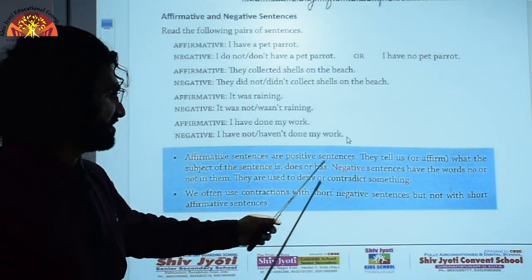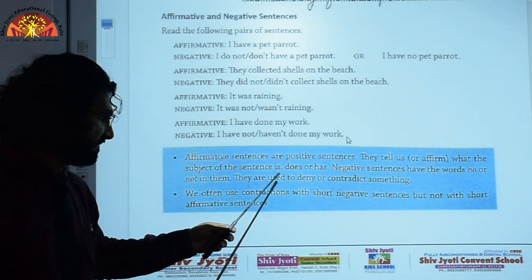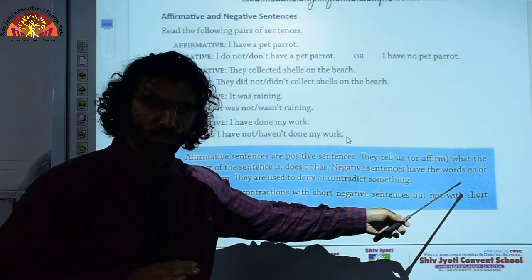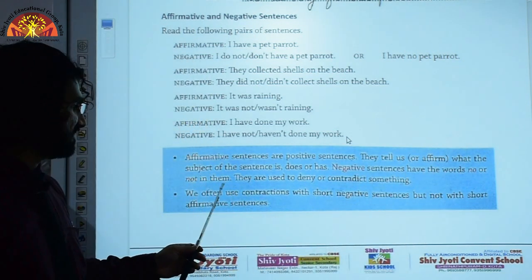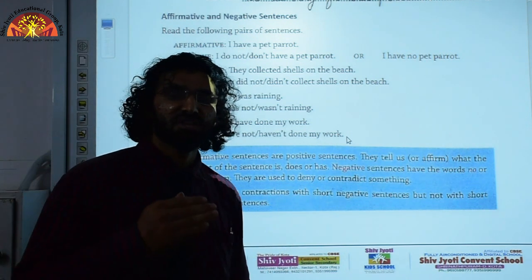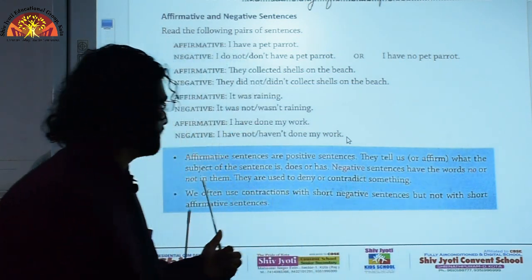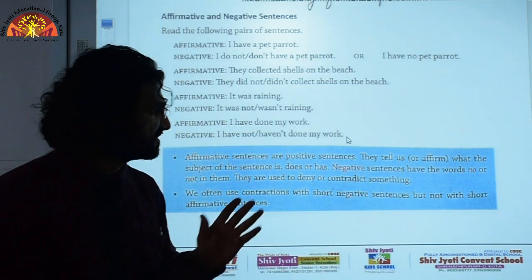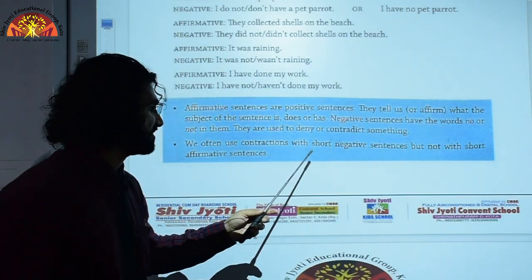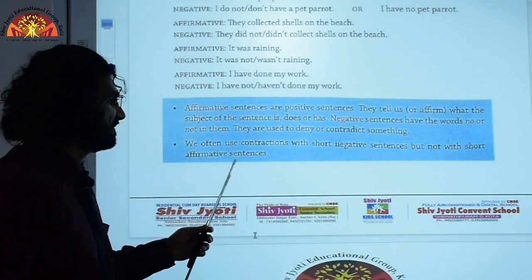Affirmative sentences are positive sentences. They tell us or affirm what the subject of the sentence is, does, or has. Negative sentences have the words no or not in them. They are used to deny or contradict something. So we use them to deny, to refuse things, and you will find the word no or not in them, while affirmative sentences are positive sentences. Plain affirmation.